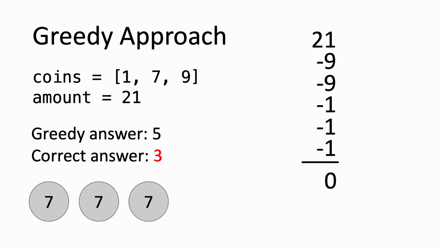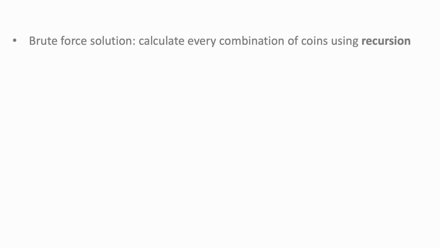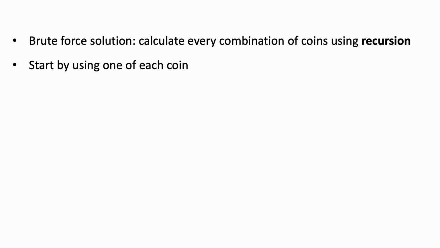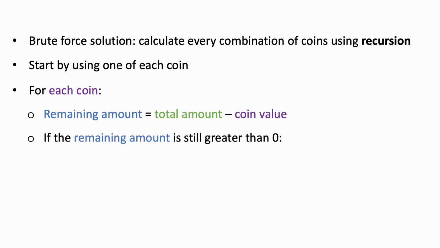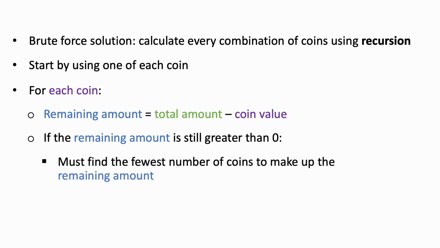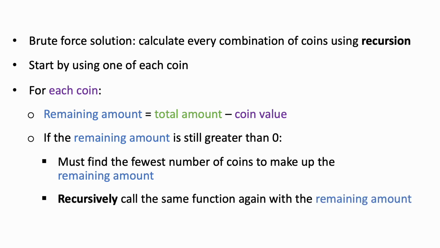So how do we solve this problem? Well, one way to solve this is to just use brute force and calculate every possible combination of coins using recursion. Here's the idea. We'll start by using one of each coin and subtract it from the total. So for each coin, we'll calculate the remaining amount if we use that coin, which will be the total amount minus the value of that coin, and we'll do this separately for each coin. If the remaining amount is still greater than 0, then that means we need to use more coins, and we now need to figure out the fewest number of coins needed to make the remaining amount. And so we'll do that by recursively calling the same function again, but this time pass in the remaining amount, and this will keep recursing until we hit 0.